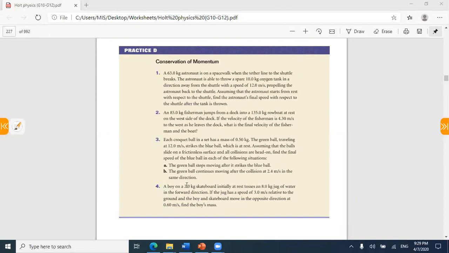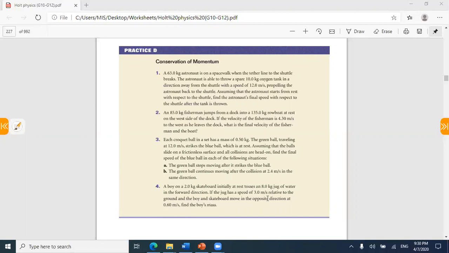I will consider the boy on the 2 kilogram skateboard to be M1, yani the mass of the boy and the skateboard will be considered like M1. And I will consider M2 to be the jug. V1 initial, V2 initial are zeros. Now, if the jug has a speed of 3 meter per second relative to the ground, yani the 8 kilogram, which is M2, so V2 final is going to be 3 meters per second. Okay, and the boy and the skateboard move in the opposite direction with 0.6 meter per second. In the opposite direction, yani minus 0.6 meter per second, and this is going to be V1 final.